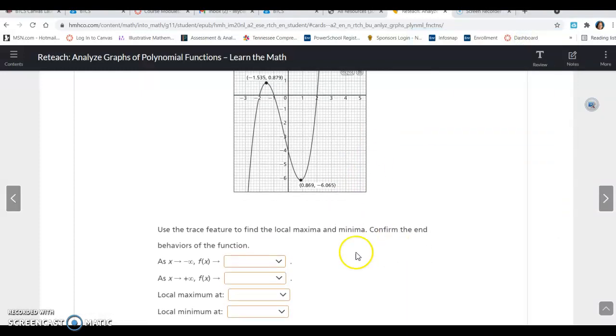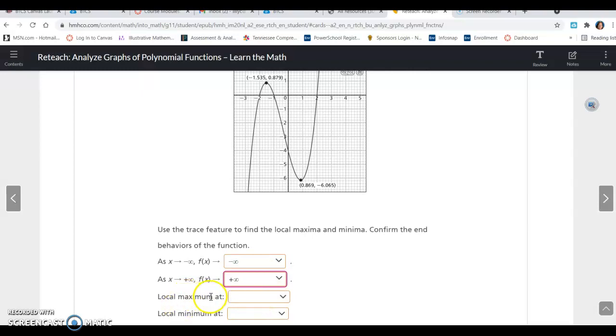It says use the trace feature to find the local maximum and minimum. The maximum is going to be your highest point. Your minimum is going to be your lowest point. It says confirm the end behavior. We studied end behavior before. Remember, we're going to the left, that's our negative x's. As x approaches negative infinity, my y value also goes down. My y is my f of x. So as x goes to the left, y goes down. As x goes to positive infinity, these are my positive x's, you can see that the graph goes up, towards positive infinity.